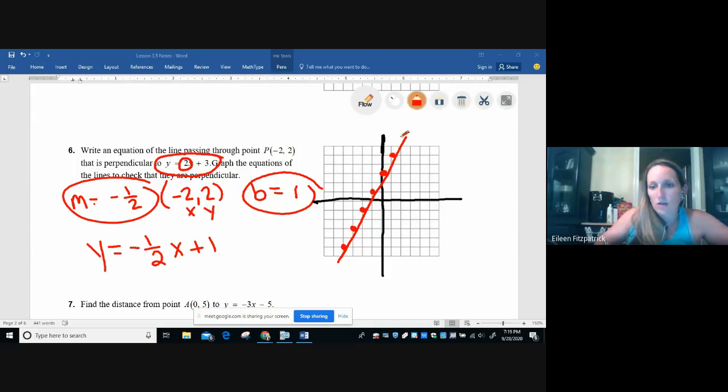And then your equation that you wrote has a y-intercept at +1. And then your slope is -1/2. So down 1 to the right 2. Or it could go up 1 to the left 2. And draw your line, and you can visually now see that they are perpendicular. They intersect and form a right angle.